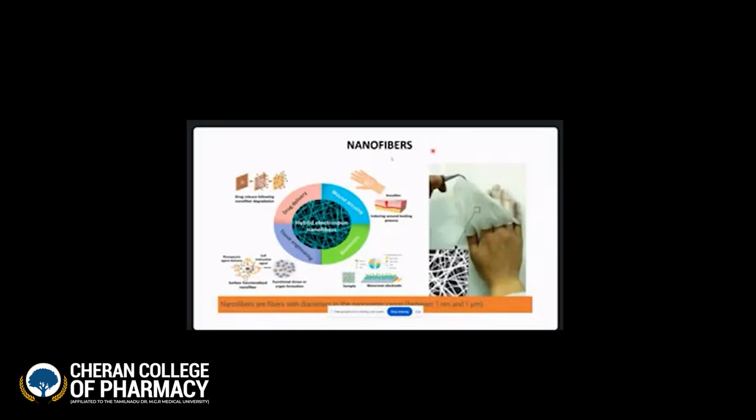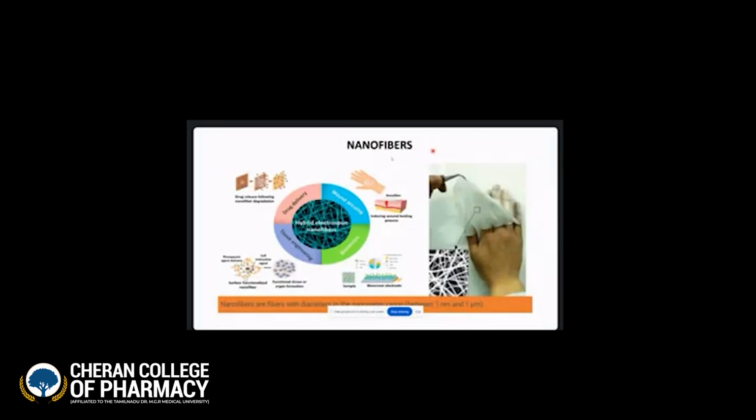We need to optimize how much voltage you need, how much flow rate you need, and what the distance is between the collector region and the syringe. All of these we need to optimize. Here you can see we made electrospun alpha mangosteen loaded chitosan based nanofiber, and we studied it in the STZ induced diabetic model.